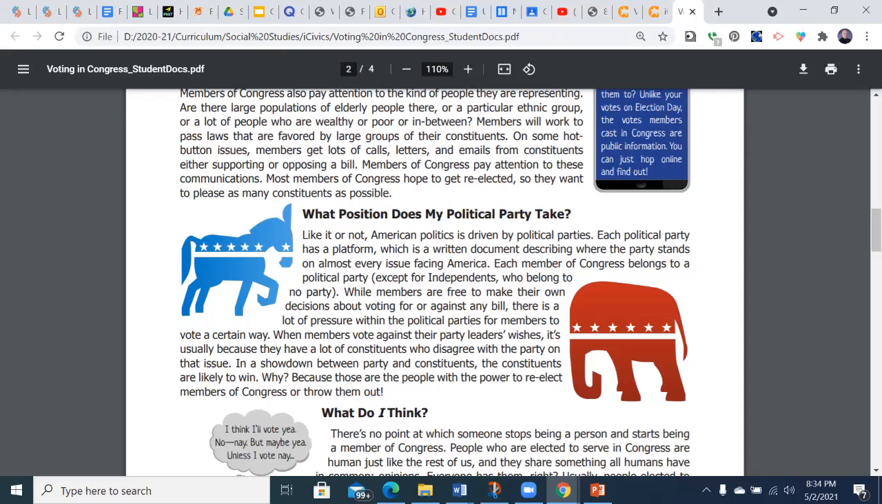When members vote against their party leader's wishes, it's usually because they have a lot of constituents who disagree with the party on that issue. In a showdown between party and constituents, the constituents are likely to win. Why? Because those are the people with the power to reelect members of Congress or throw them out.